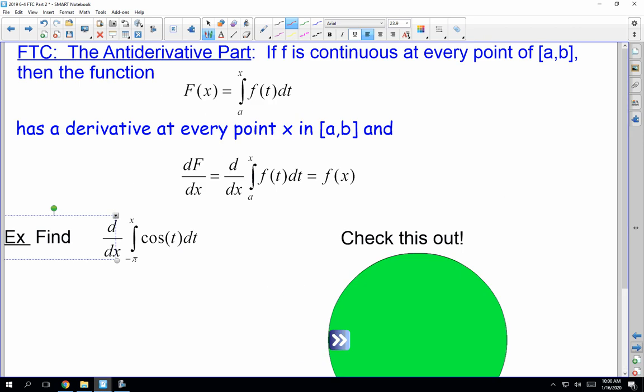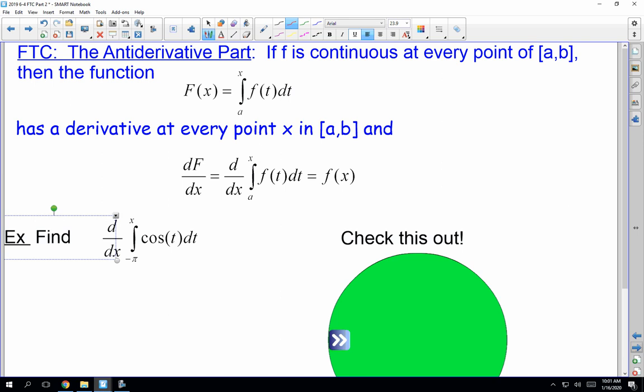Okay, we'll just move along. Write down the second part of the Fundamental Theorem of Calculus, the FTC. It says if f is continuous at every point of [a, b], you already wrote down that part, then the function big F of x equal to the integral from a to x of f of t dt has a derivative at every point in that interval, and dF/dx equals d dx of the integral, which equals f of x. In other words, when you take the derivative of the integral, the derivative cancels out the integral.